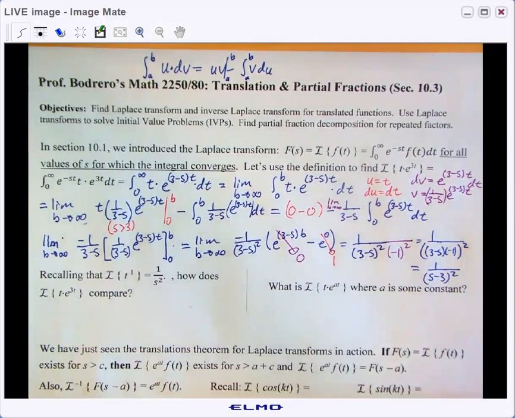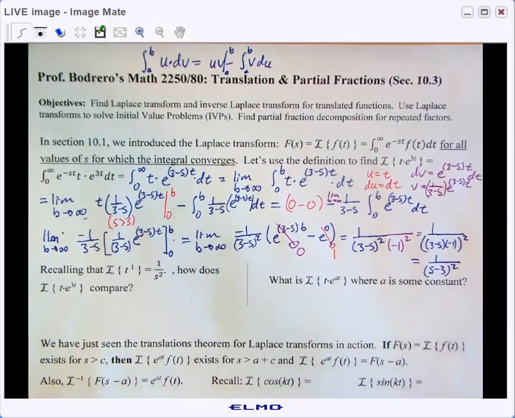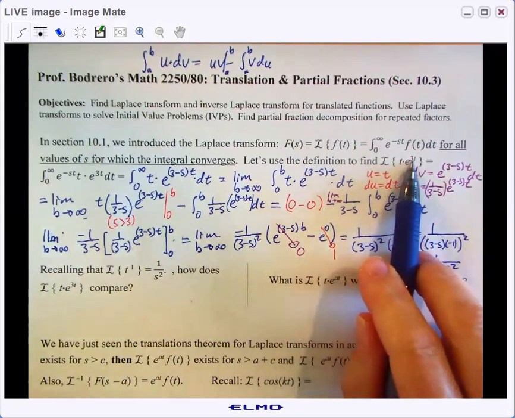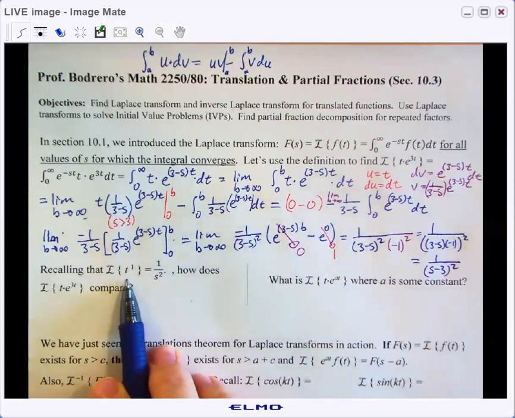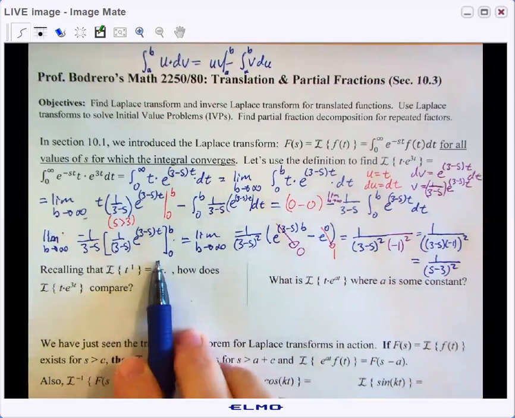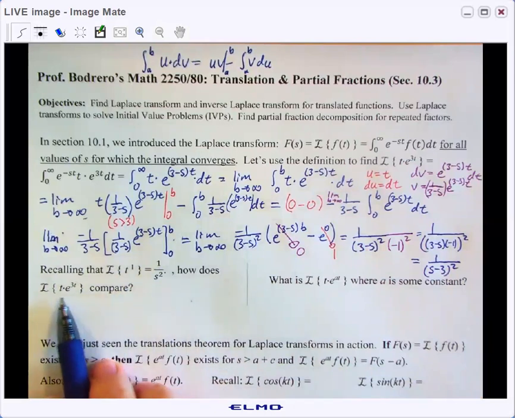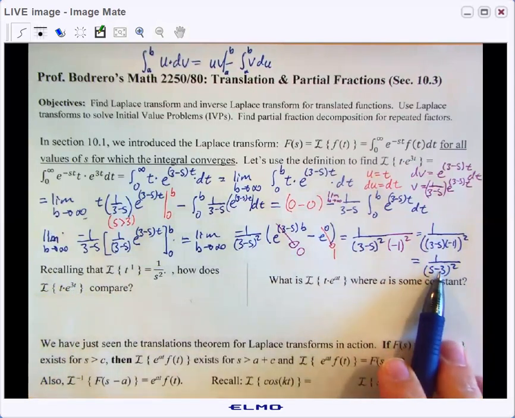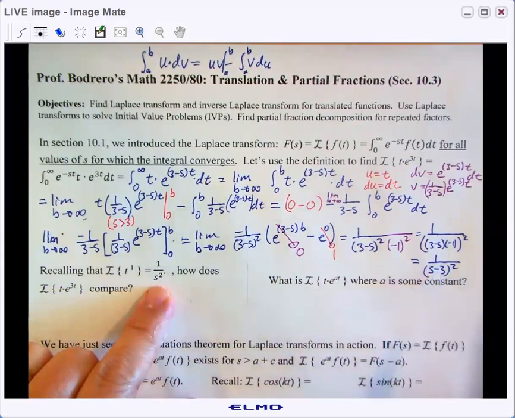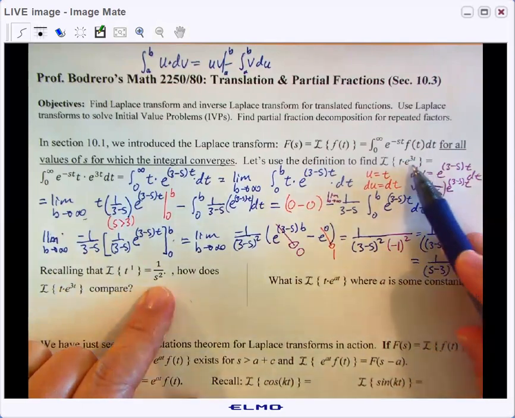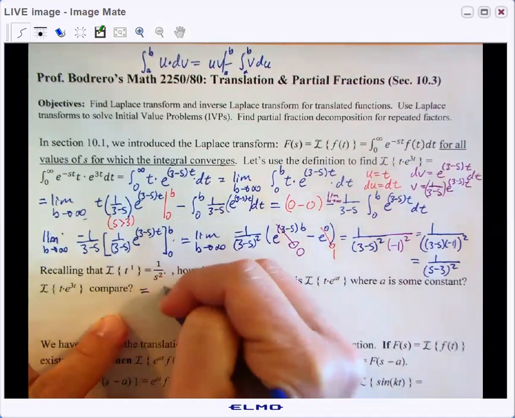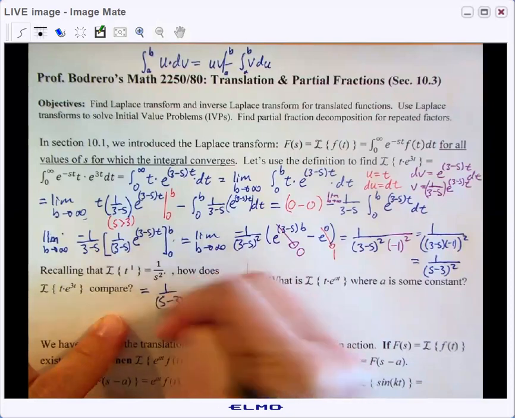Whew, now that took a few minutes, but let's compare and notice what happened here. So this was the Laplace transform of t times e to the 3t. Remembering that the Laplace transform of t to the first power is 1 over s squared, how does the Laplace transform of t times e to the 3t compare? We'll notice that it is very, very similar, in that if I cover up this minus 3, it looks the same. And that 3 happened to be the coefficient of the t in the exponential here.